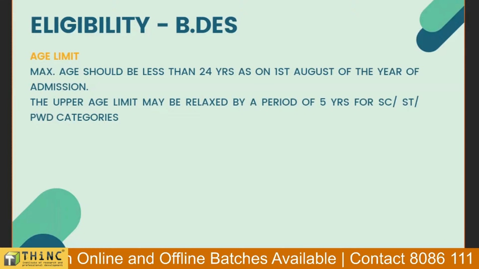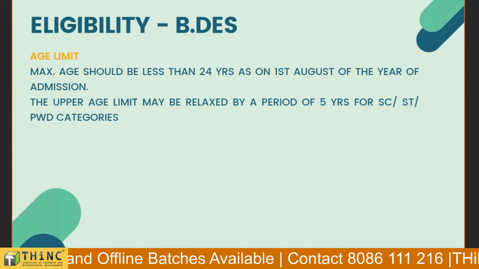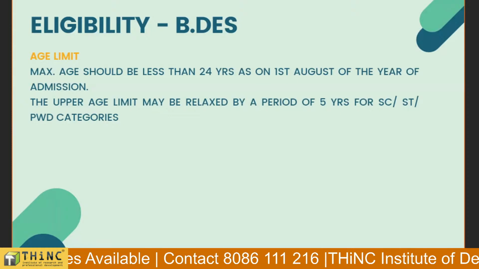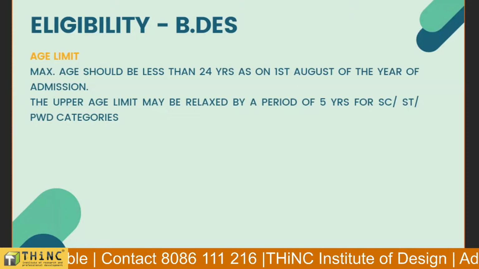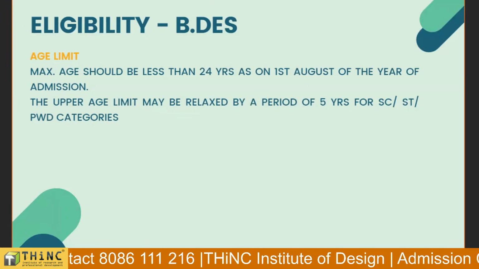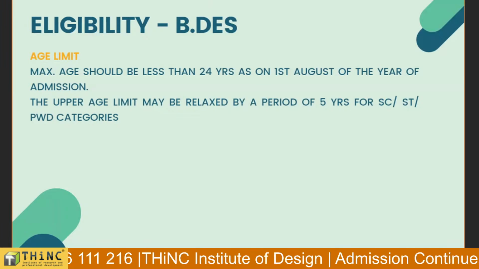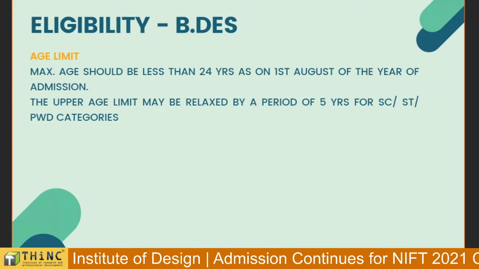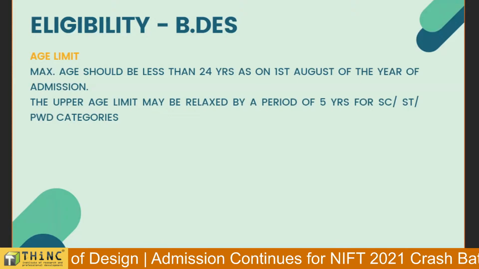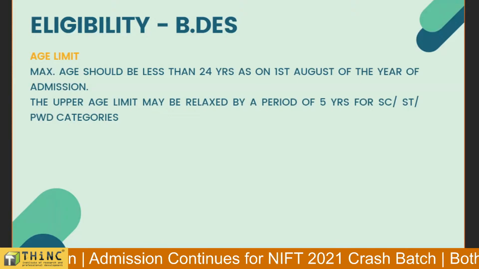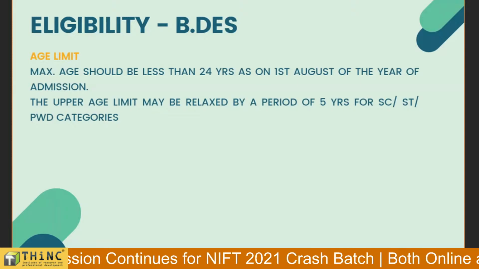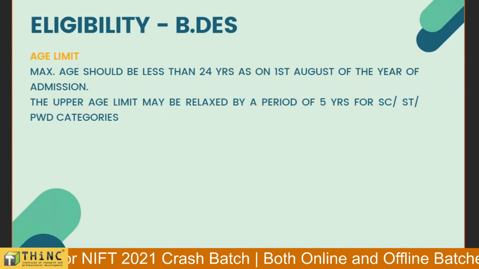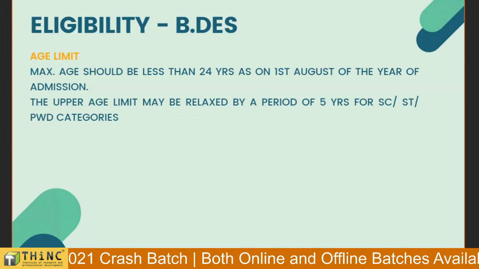First we will go through the BDesign program. For the BDesign program, there is an age limit, and also an educational qualification eligibility. First we will go through the age limit. In order to apply for the BDesign program, the maximum age should be less than 24 years as on 1st August of the year of admission. So that is the age limit eligibility.